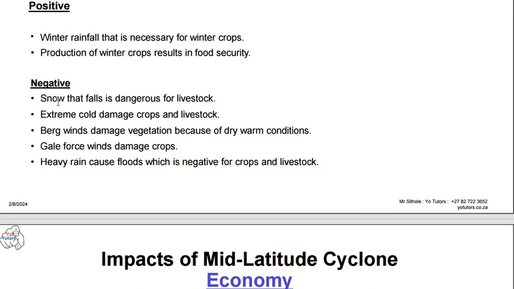Then negative impacts now: snow that falls is dangerous to livestock and also dangerous to crops. Extreme cold damages crops and livestock. Big winds damage vegetation because of dry, warm conditions, because big winds cause veld fire, and these will damage vegetation. Gale force winds also damage crops, bending crops in the fields. Then heavy rain causes floods, which negatively affect crops and livestock.